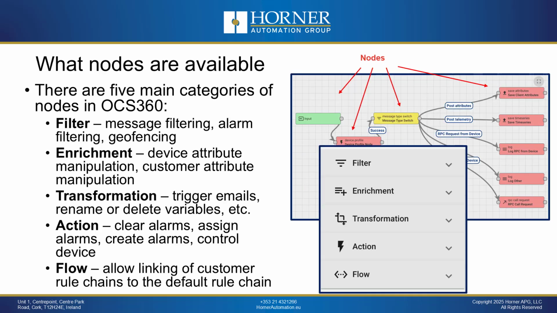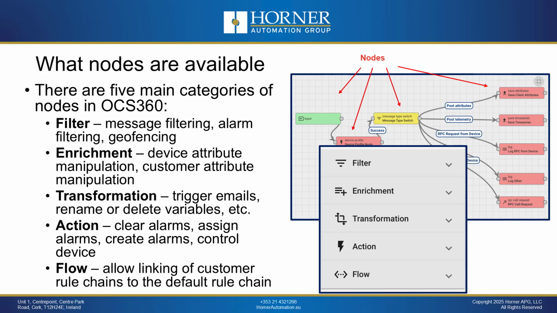Rule chains are a node-based logic language. The building blocks of the rule chain are nodes, and there are a few dozen different nodes available for you to use in your rule chain logic, and they are divided into 5 different categories. There is a filter category. What is that used for? It can be used for message filtering, alarm filtering, even geofencing.